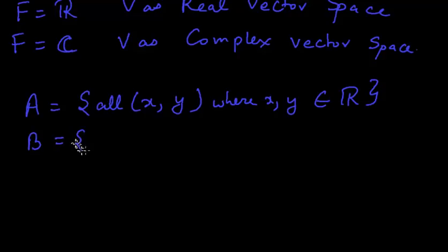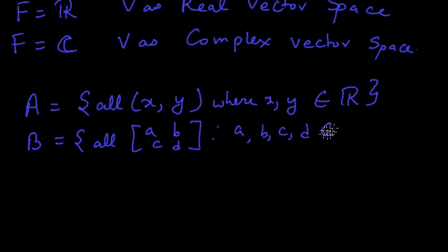Let's say B is the set of all 2 by 2 matrices with entries a, b, c, d, such that a, b, c, d belong to the real numbers. It is also a vector space, and the definition of addition would be component-wise addition. If we have two elements of this set, the addition would be adding the respective components, and the scalar multiplication is multiplying over all the components. The same here. If that's the case, then these are vector spaces.